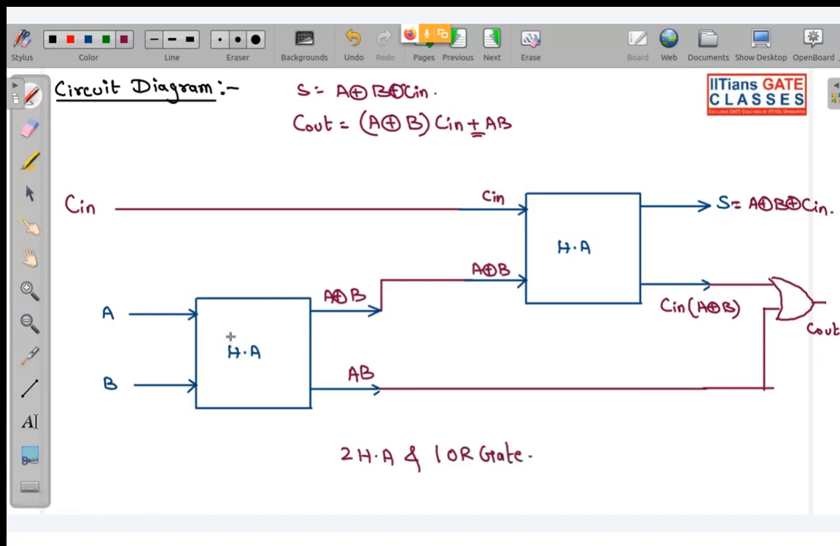You can even break this half adder circuit into consecutive NOR gates and an AND gate, like I have done. Okay, all those things you can do. I am not doing it. I have just shown you the simple circuit diagram of your adder.